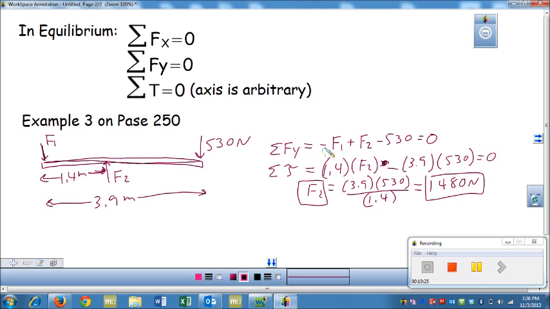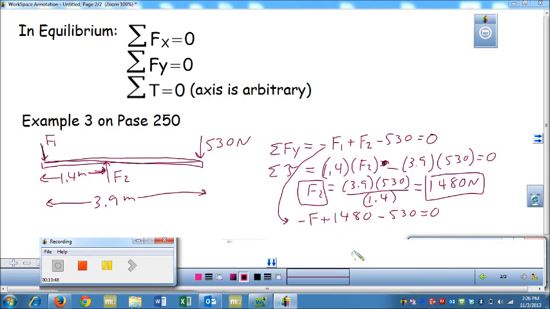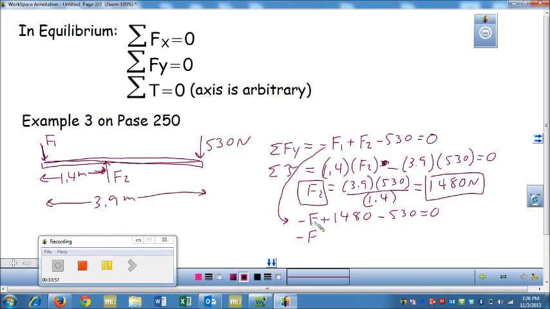Now all we need is F1. But we have this equation right here we can bring down. It says that negative F1 plus F2, which we know is 1480, minus 530 equals 0. Okay? So now where are we? If we want to solve for F1, well, let's put these two together. Negative F1, by the way, this is F1. Negative F1 plus 1480 minus 530, that's 950, equals 0. Therefore, F1 equals 950 newtons. Piece of cake.